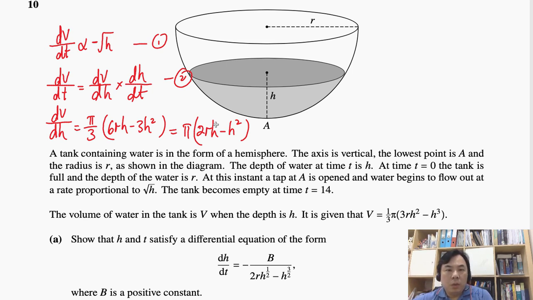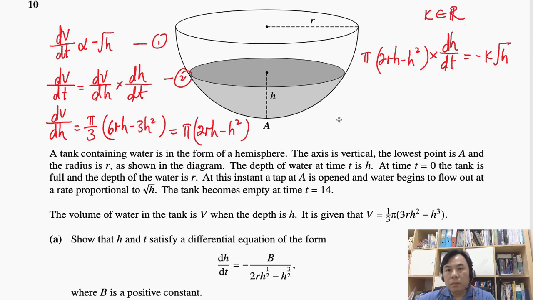Therefore, with all this information from number 1, I can write that down as pi (2rh minus h squared) times dh/dt, since the rates of change in the height must be the same. If I convert this to an equation, it must be this, where this is a constant real number. Or b is a positive constant. Okay, so they use a b, so I will follow their requirement. That will be negative b h here.